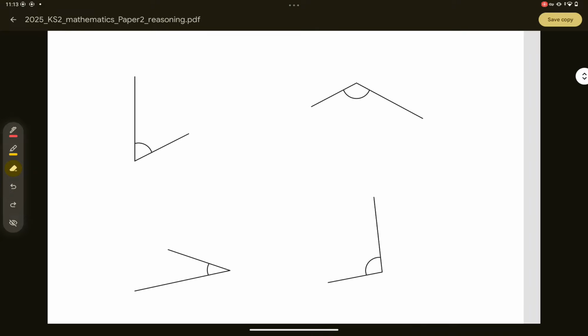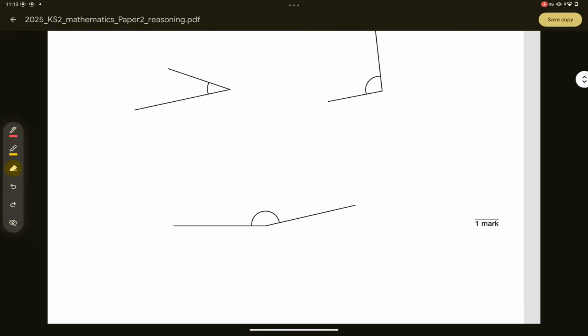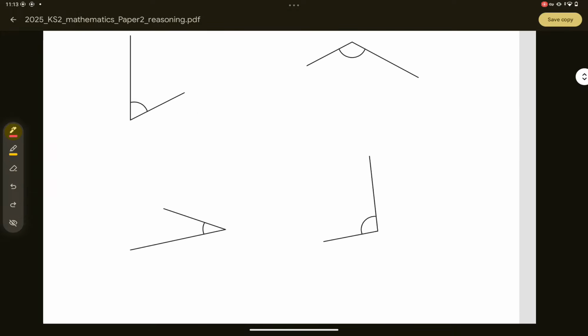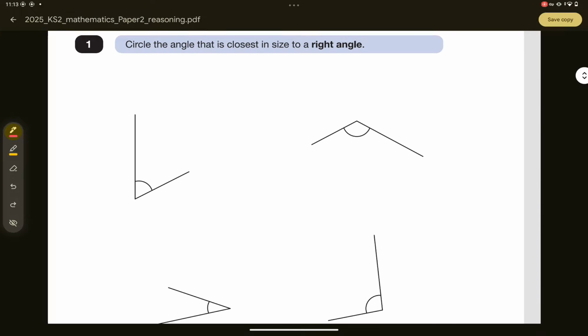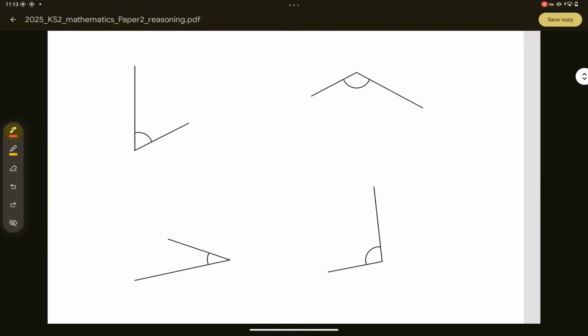In the real test, they'll probably give you a protractor and you'll probably use it, but you don't need to because a right angle is just an L. It's just an L, but a straight one. So we need to find the angle that is closest looking to an L. And this is like a cool L, but it's not this, so this can't be it.